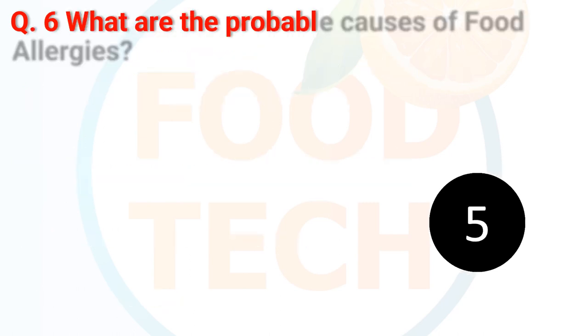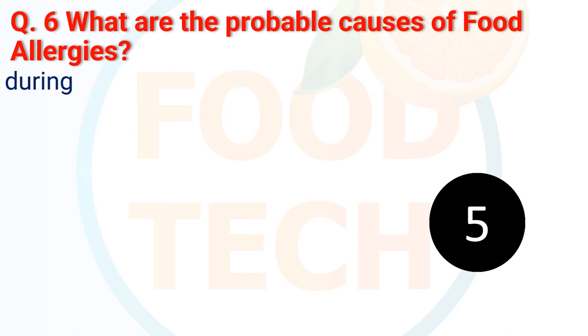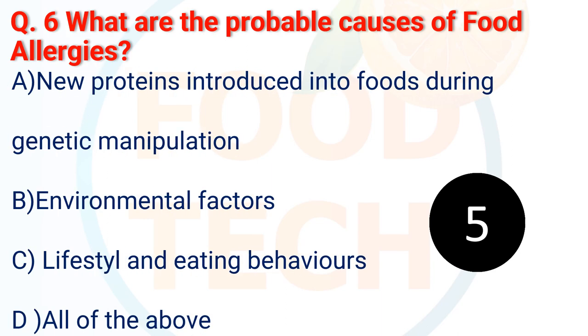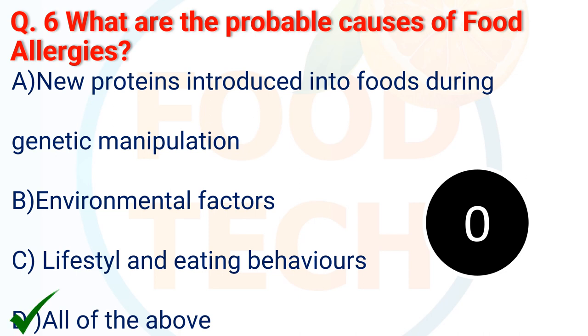Question 6. What are the probable causes of food allergies? A. New food introduced into food during genetic manipulation. B. Environmental factor. C. Lifestyle and eating behavior. D. All of the above. The answer is D. All of the above.